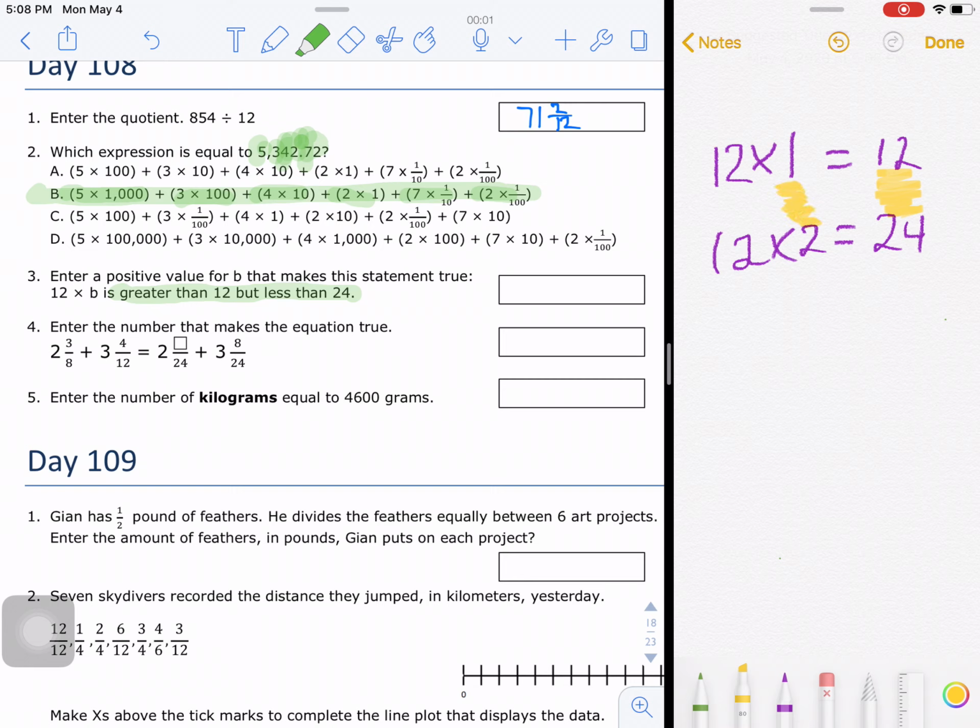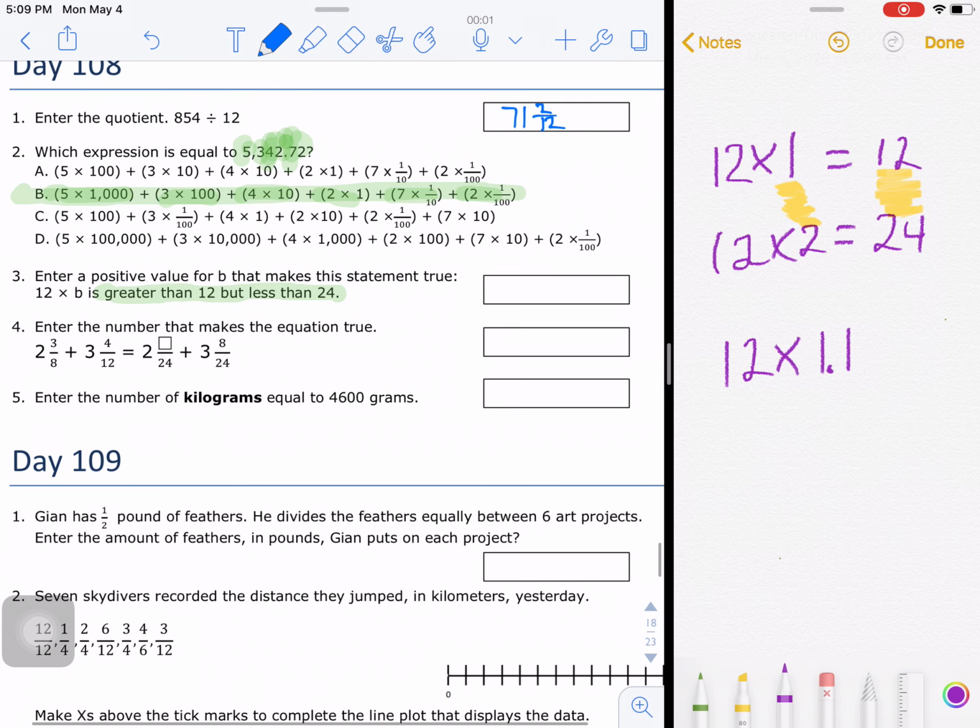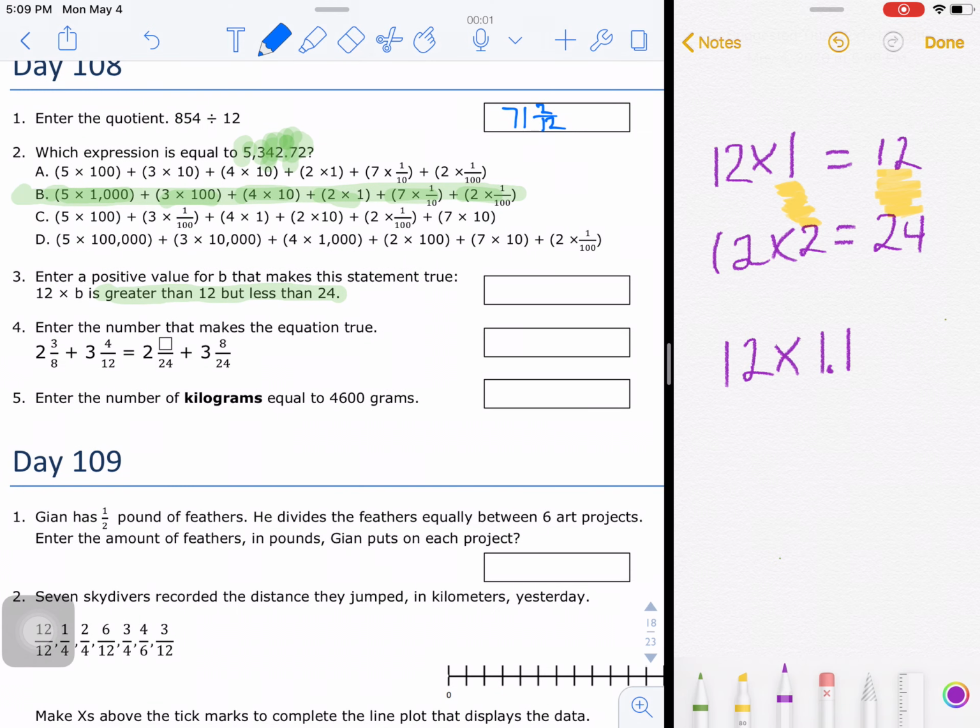Right? So I know that 12 times anything greater than 1 but less than 2. And I'm just going to put 1.1. Although you could put anything up to 2. Whoops, that doesn't look like a 1.